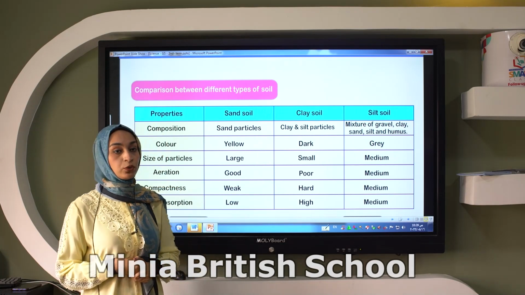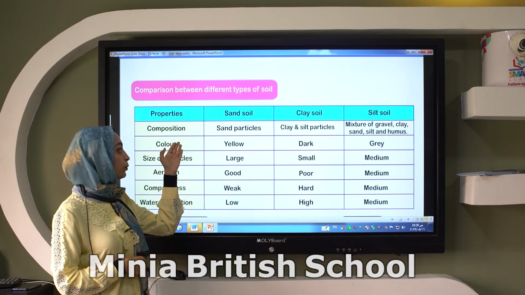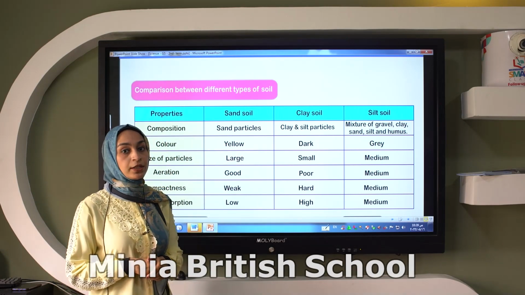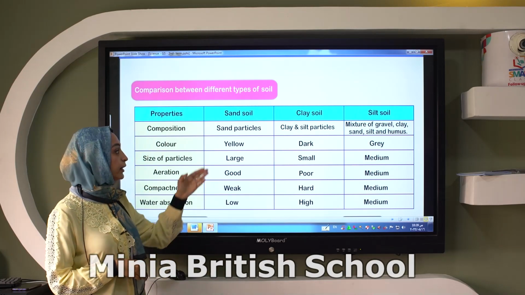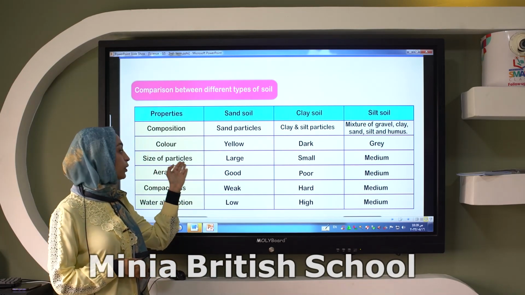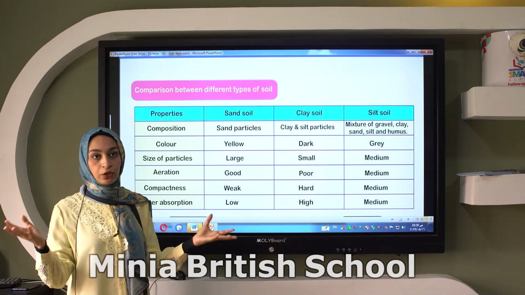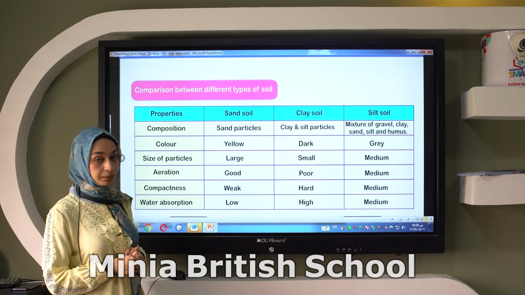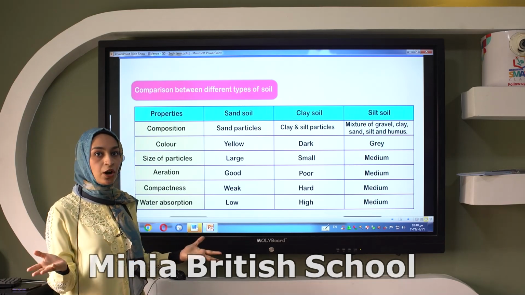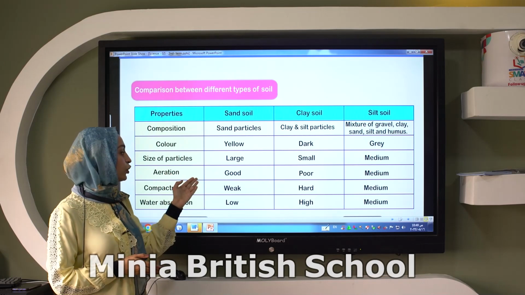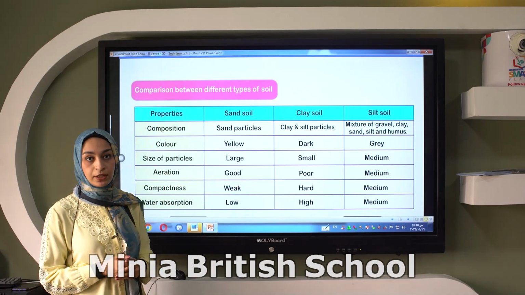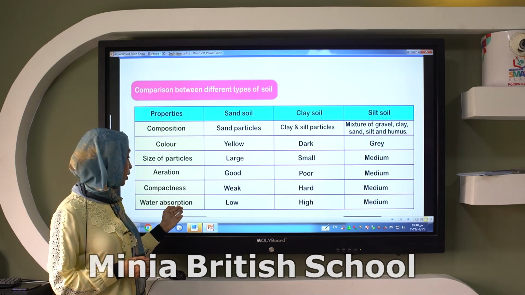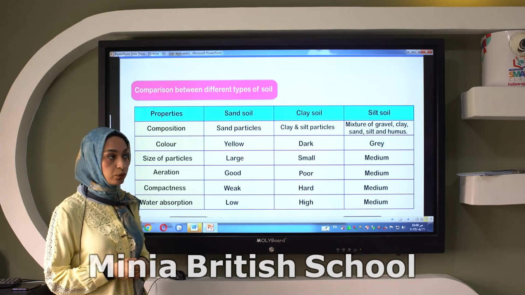We can compare between them according to their composition. The sand is composed mainly of sand particles, so it is called by this name, and its color is yellow. The size of its particles is very large, which means they are low compacted, which means loose, they aren't connected together. Aeration is very good in the sands, which means they allow air to pass through easily. Water absorption is very low.